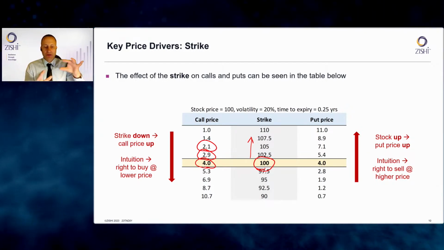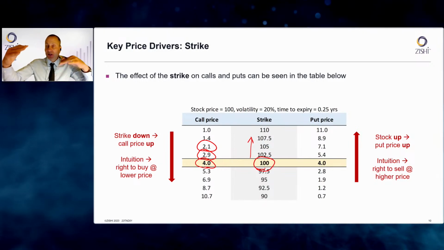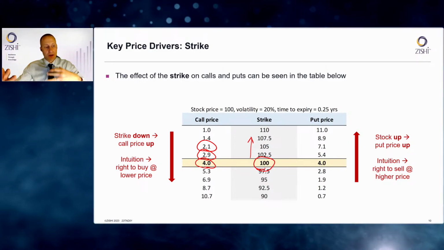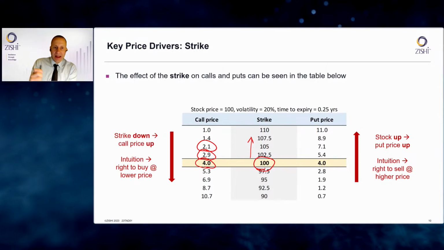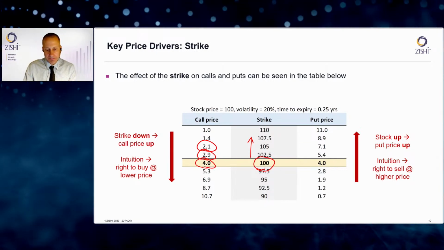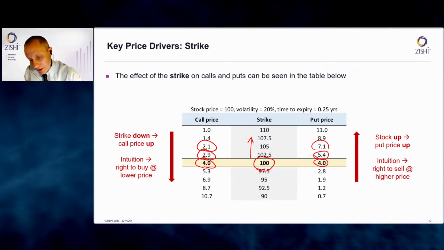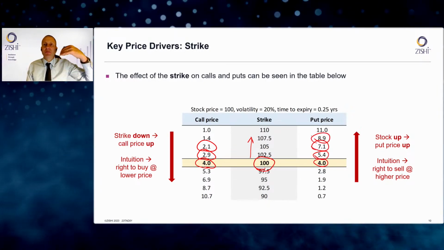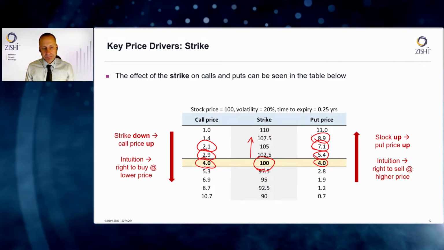A 105 call is worth less than a 100 call, a 110 call is worth less than a 105 call, and so on. And the intuition is that the lower the strike, the better the buying opportunity. For me, I get to buy at a lower and lower price. And consequently, the price of the puts go up as we raise the strike, because I'm given the right now to sell at an ever-increasing strike price.